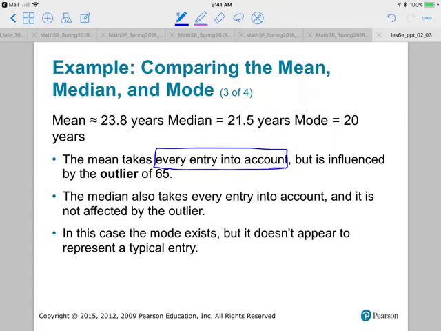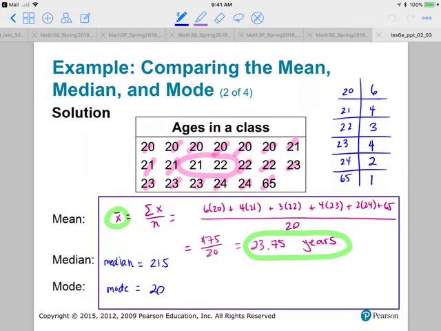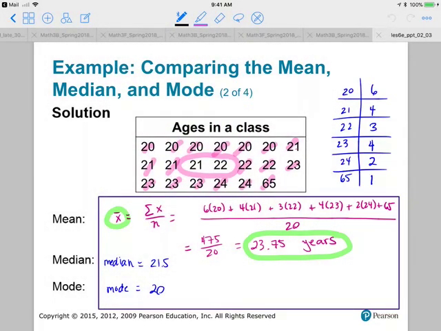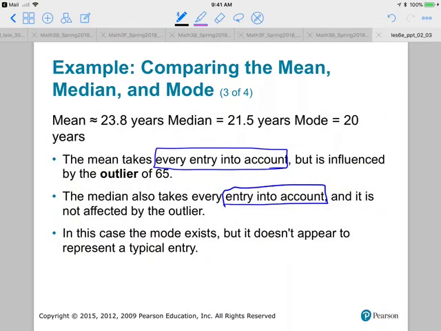The median also takes into account every entry. How does it take into account every entry? Because you have to have all of the numbers, put them in order, and then you find the median, right? So imagine if we were to remove a number, say we eliminated 20, that would change our median. So our median would now be different, right? So that's how the median takes into account every entry.